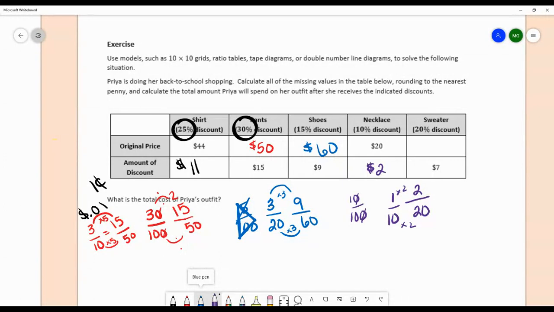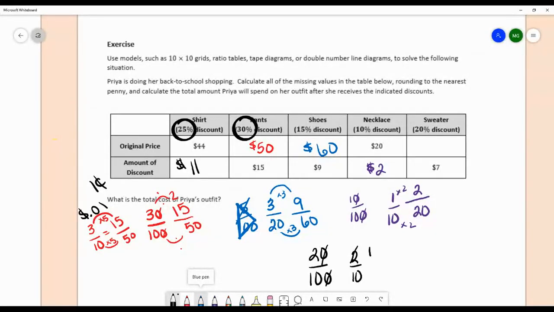All right, last one. Let's look at that sweater. What is the 20% as a fraction? 20 over 100. Can you reduce? Yes. Take off one of those zeros. So we have now 2 out of 10. Okay. You technically could reduce again if you would like to. That's up to you.